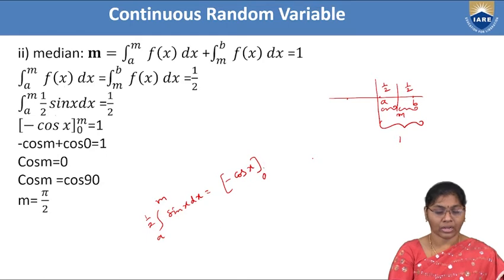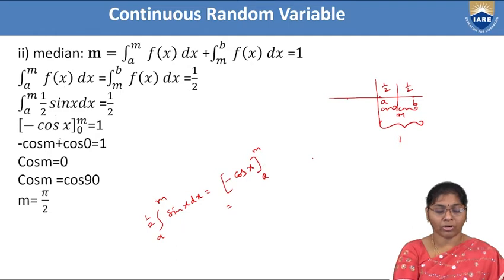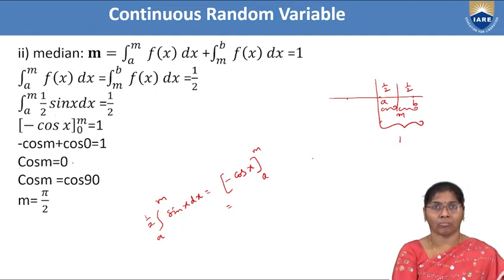Minus cos x, integral from a to m, equal to. We are applying the limits, we get the answer. Upper limit is minus cos m plus cos a, that equal to 1. Here 1 by 2 I am applying on both sides, 1 by 2 gets cancelled. The remaining part is this one.